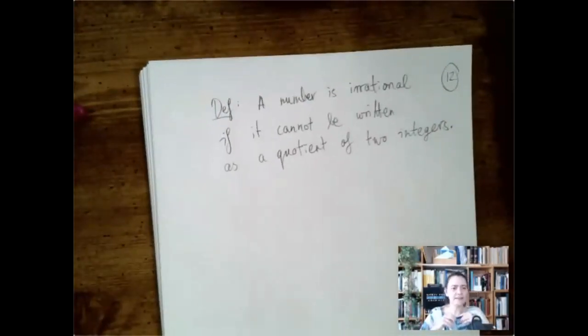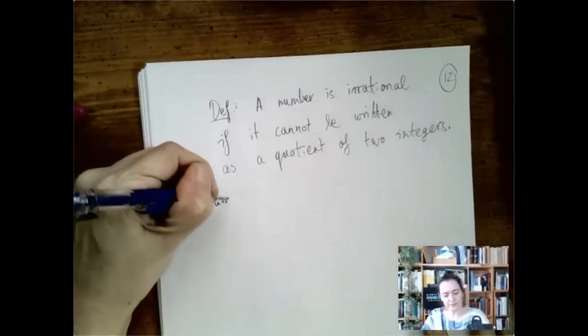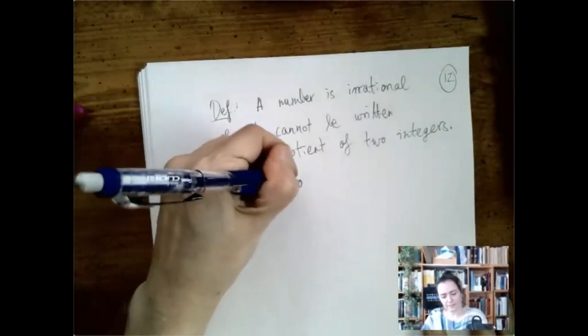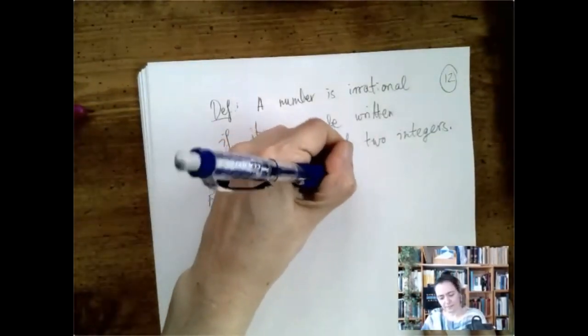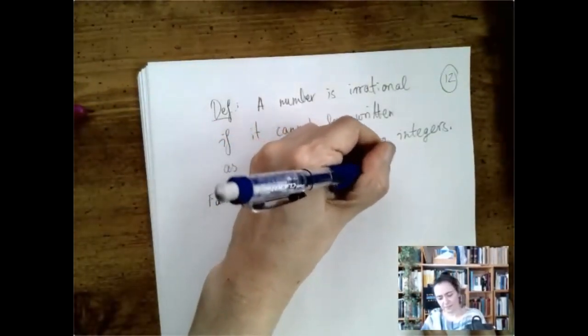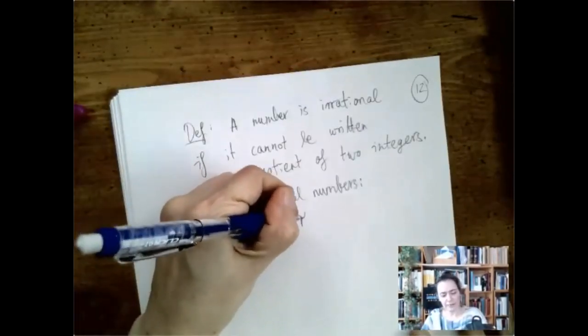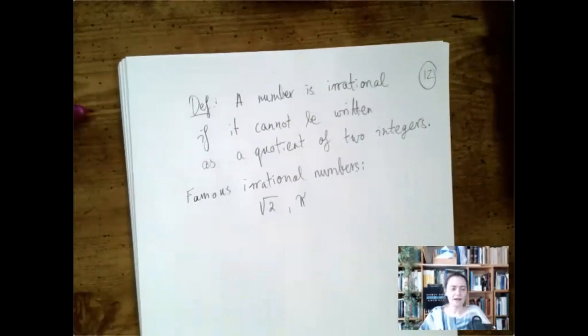So square root of 2 would be an example, and pi. Those are 2 famous examples. So famous irrational numbers. Square root of 2 and pi. They both come to us from geometry.